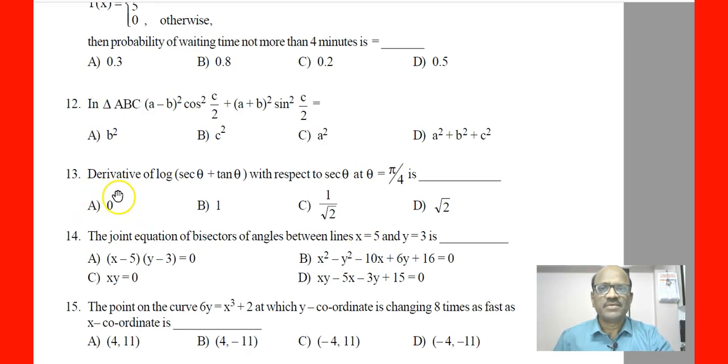It is from derivatives: the derivative of log of (sec x plus tan x) with respect to theta at theta equal to pi by 4. Now here, again, u is equal to, v is equal to. What is the derivative of log of x? That is 1 upon x. So the derivative is 1 upon (sec theta plus tan theta) into d by d theta of (sec theta plus tan theta). The derivative of sec theta is sec theta into tan theta, and of tan theta is sec square theta. Take the common factor, cancel, and you will get the answer. Now we'll see the answer.